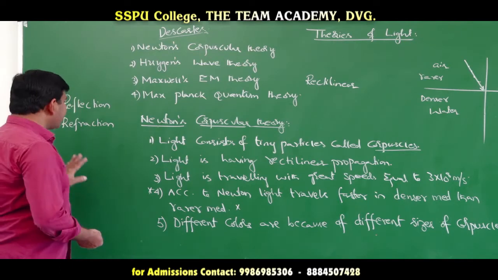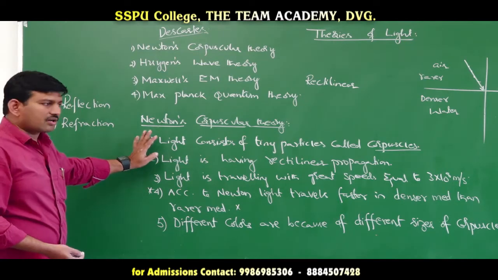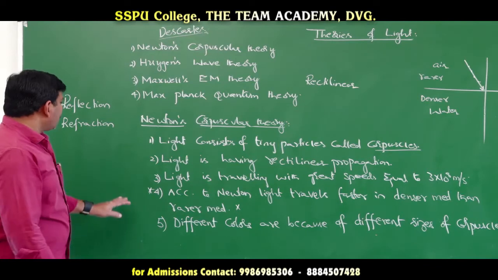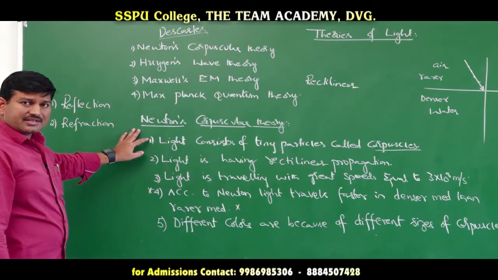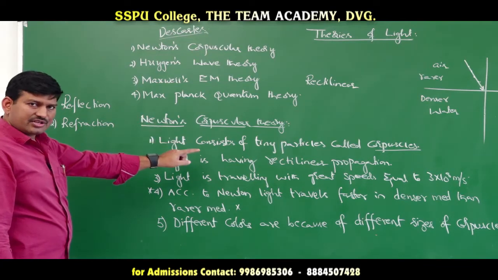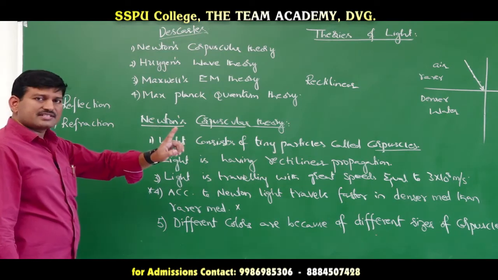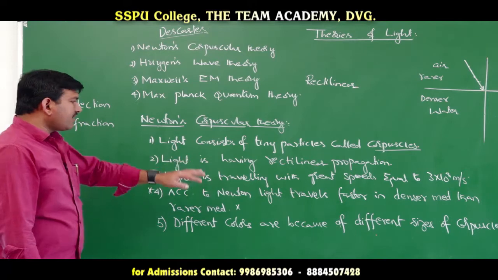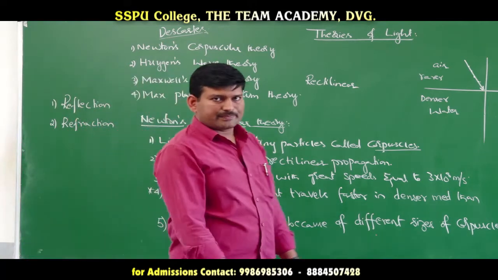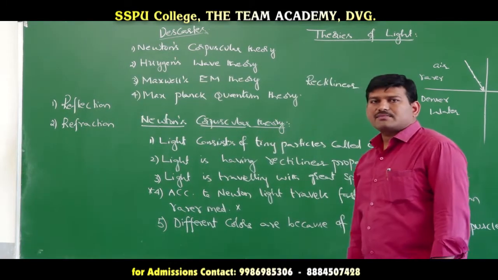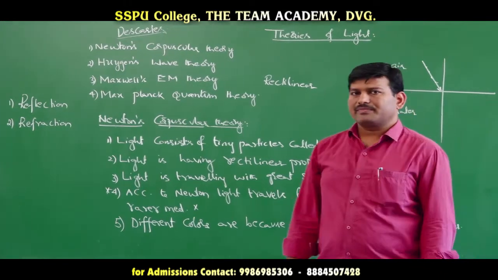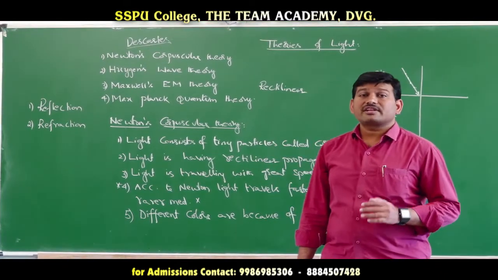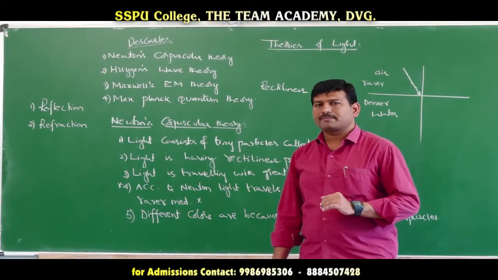This cannot be explained based on Newton's corpuscular theory. Newton's corpuscular theory is a particle-based theory. According to Newton, light exhibits particle nature. Is it clear? Light has rectilinear propagation, and light travels faster in a denser medium than in a rarer medium, and different colors are because of the different sizes of the corpuscles.